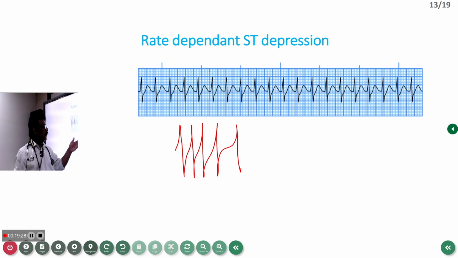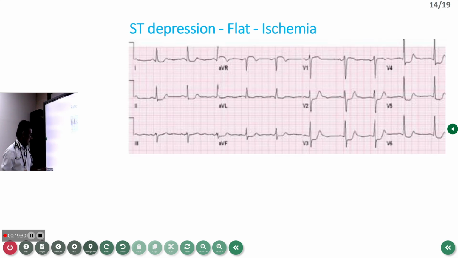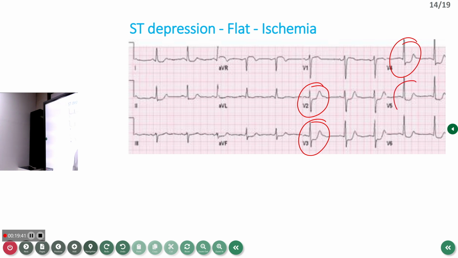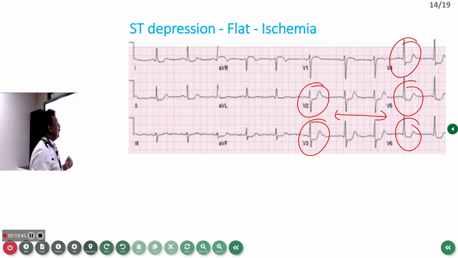Now this ST depression is flat ST depression. This depression is seen in V2, V3, V4, V5, V6, mostly anterolateral ischemia. So this patient is coming with severe chest pain, and when you take an ECG and get this finding, normally we ask for cardiac enzymes. If the cardiac enzyme CK-MB or troponin is positive, then it should be taken as non-ST segment elevation myocardial infarction.